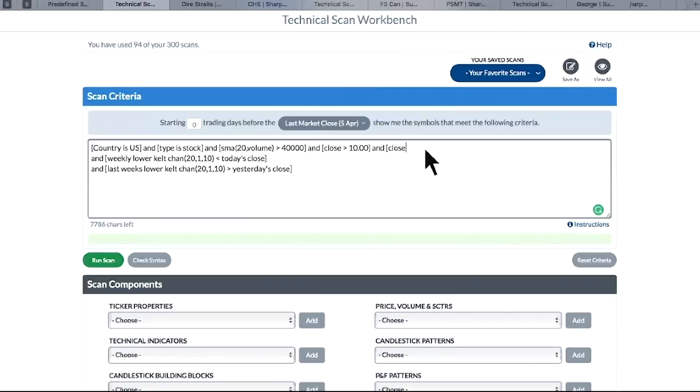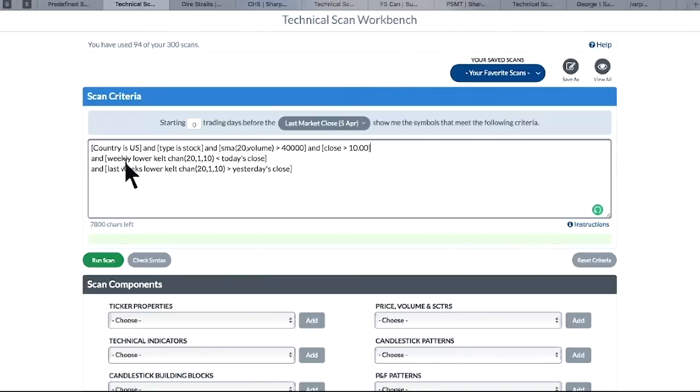Very simply, run this scan, and for the actual Keltner channel, what I've done is the weekly lower Keltner channel is less than today's close. The setting for that is we're going to base it on the 20-period exponential moving average. We're going to make it 1 ATR. So remember in that ChartSchool article, I showed the 1, the 2, and the 3. Well, we're using weekly here.